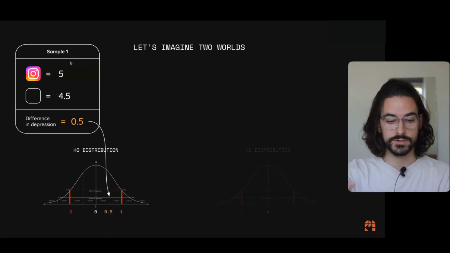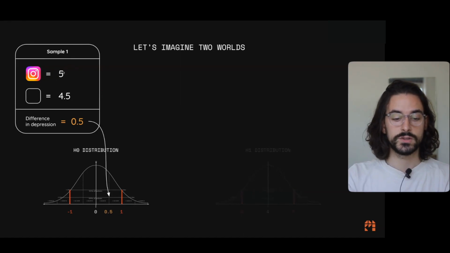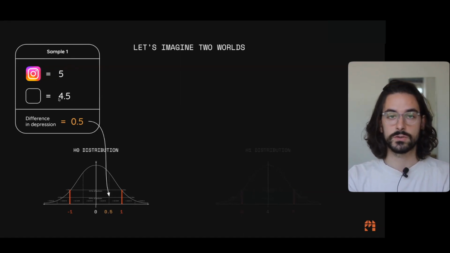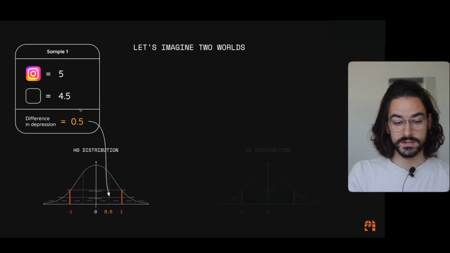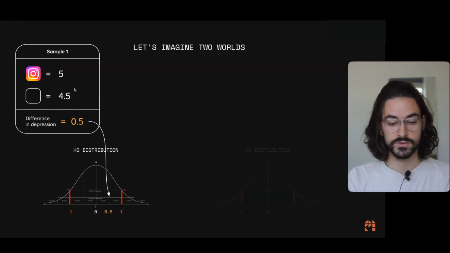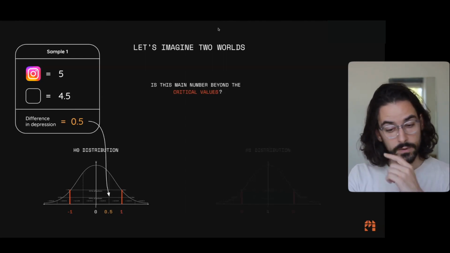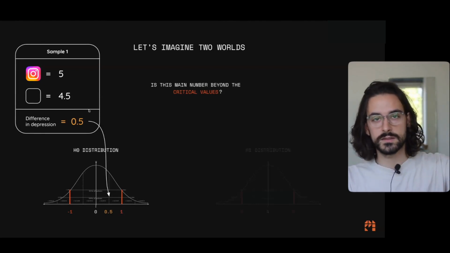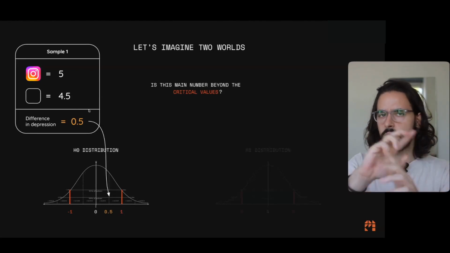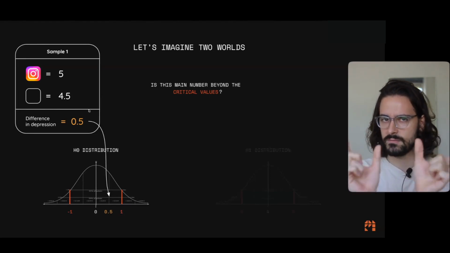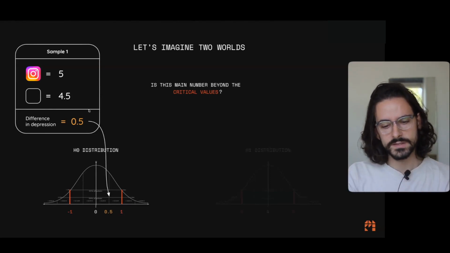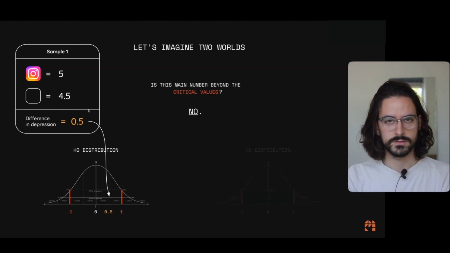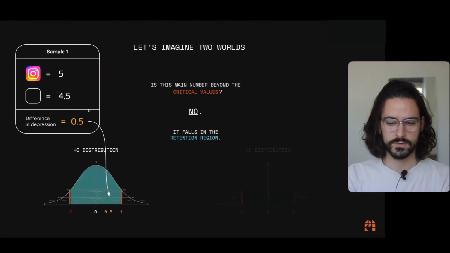So let's say we're researchers. We drew a sample in which Instagram users score 5 and no Instagram users score 4.5. So the difference in depression, for Instagram users versus no Instagram users after a month of use, is 0.5. Okay, so we found that. Now, the question is: is the main number that we found beyond the critical values? You see, we're flipping the question, but we're still asking the same thing. Is the main number beyond the critical values? No, it's within the critical values.